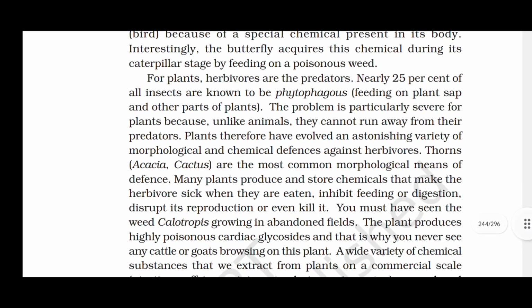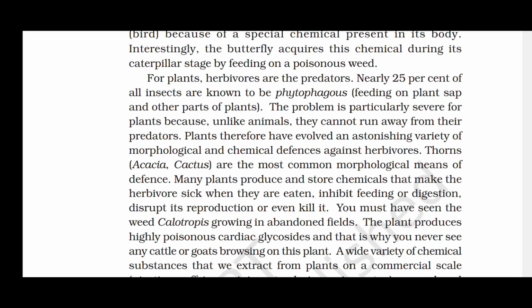For plants, herbivores are the predators. Nearly 25% of all insects are known to be phytophagous, feeding on plant sap and other parts of the plant. The problem is particularly severe for plants because, unlike animals, they cannot run away from the predators. Plants therefore have evolved an astonishing variety of morphological and chemical defenses against herbivores. Thorns, as seen in acacia and cactus, are the most common morphological means of defense.